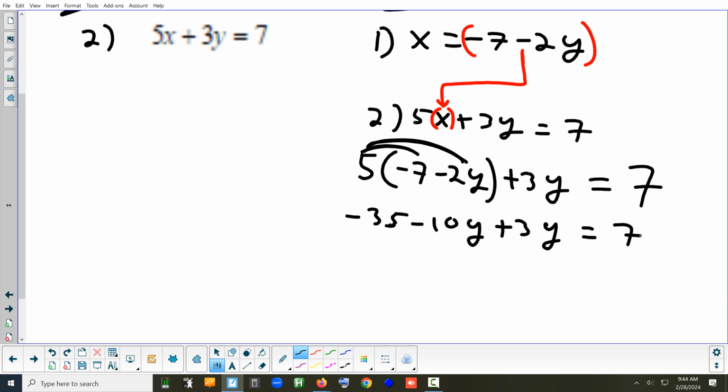Okay, next step after distributive property. Combine like terms. Are there any like terms? Yes. What are they? Negative 10y and positive 3y. Now remember, don't do the opposite. You just put them together. What's negative 10y plus 3y? Negative 7y. Yes. Good.